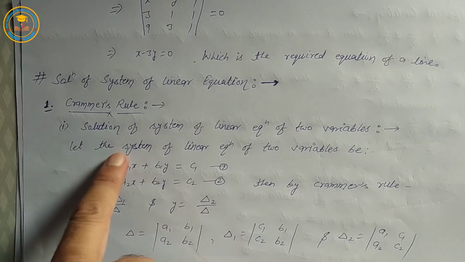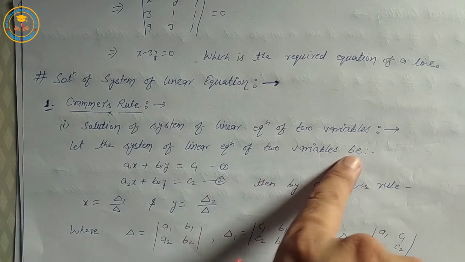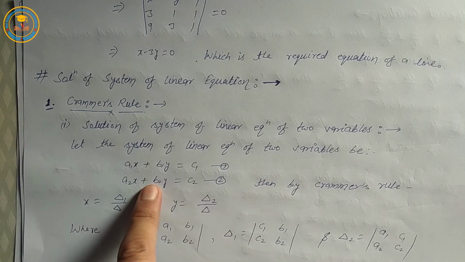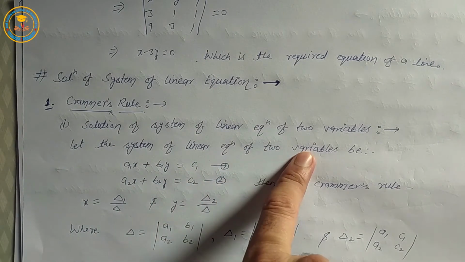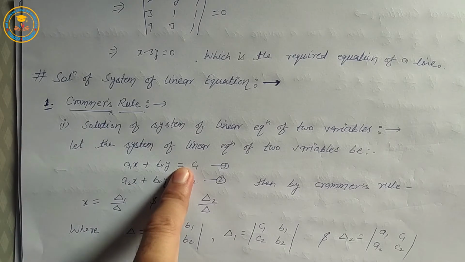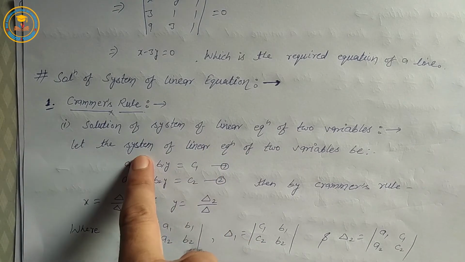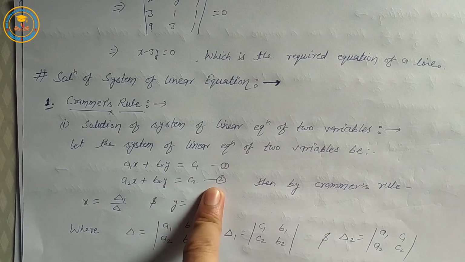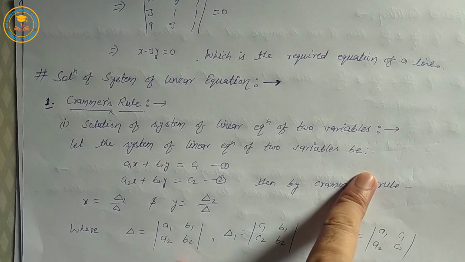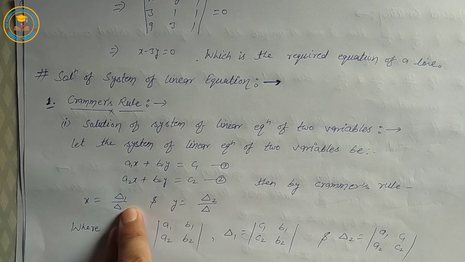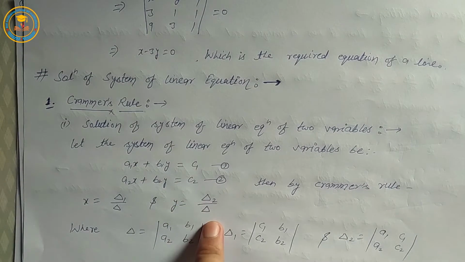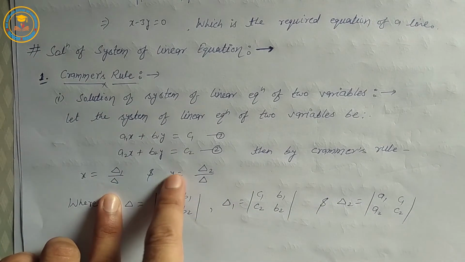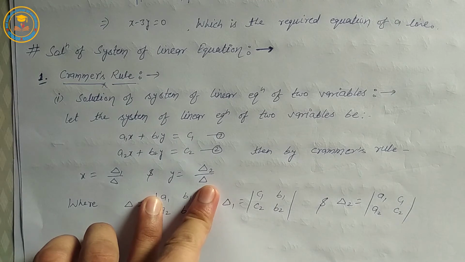Let the system of linear equations of two variables be a1x plus b1y is equal to c1, equation first, and a2x plus b2y is equal to c2. Two variables means x and y. Linear equation means x to the power 1, y to the power 1. Then by Cramer's rule, x is equal to del 1 upon del and y is equal to del 2 upon del.